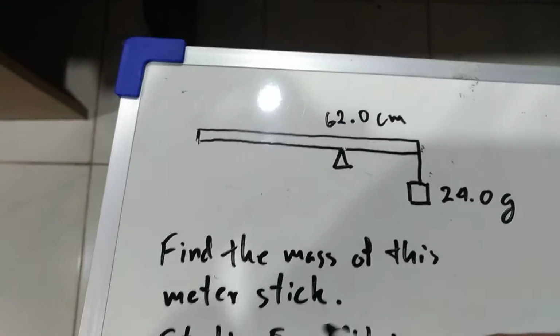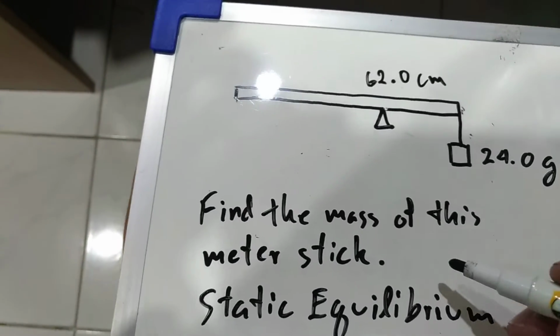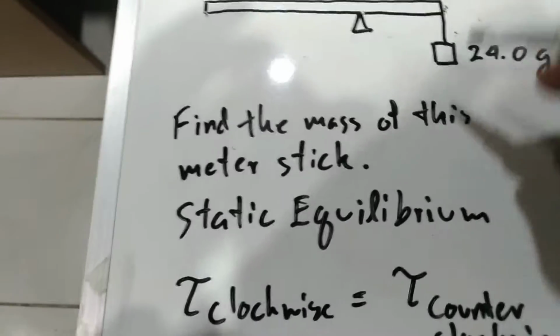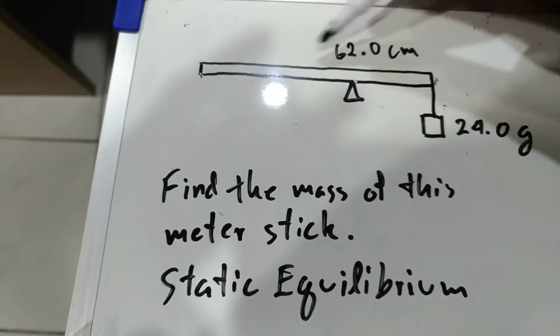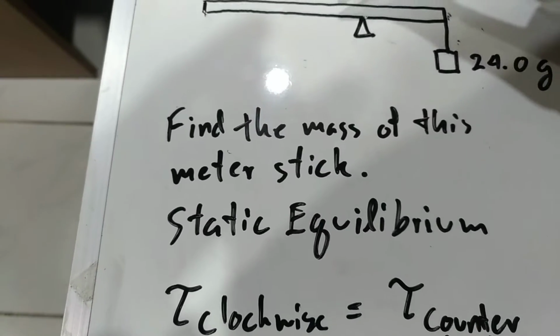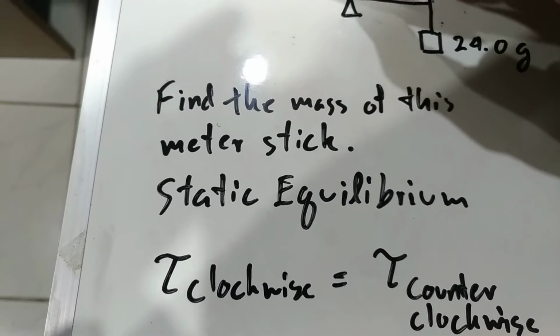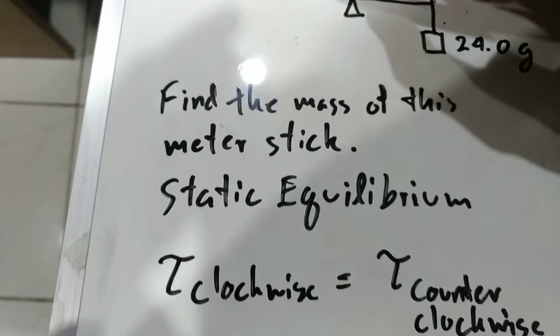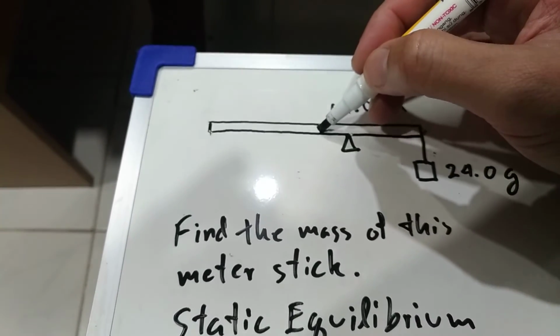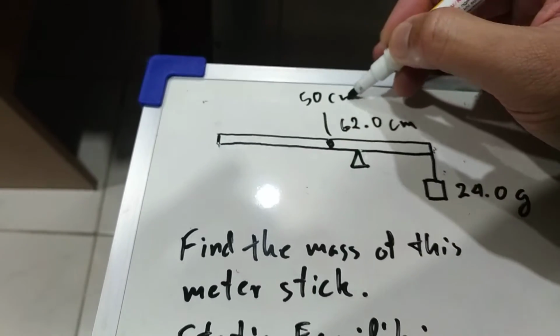This question asks you to find the mass of the meter stick. Finding the mass of the meter stick means you have to put the mass of the meter stick somewhere. As you know from center of mass, the mass of the meter stick is going to be exactly in the middle of the meter stick, which is at the 50 cm mark.